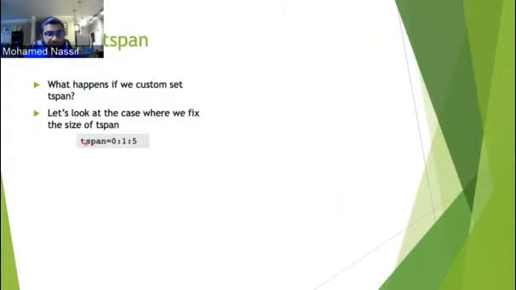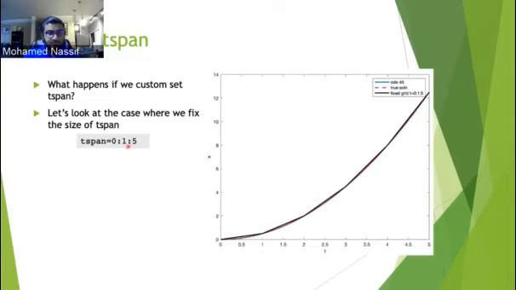Now, what happens if we custom set tspan? As I mentioned, I just set tspan as 0 to 5 and let ODE figure out what intervals to use. Let's look at a case where we fix tspan to be evenly spaced grids with just 1 second each. So, clearly, it does a good job of showing what the function looks like, but it's not the accurate solution because you don't have a fine grid.